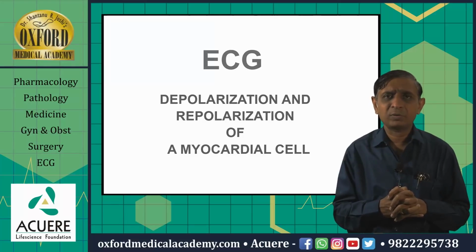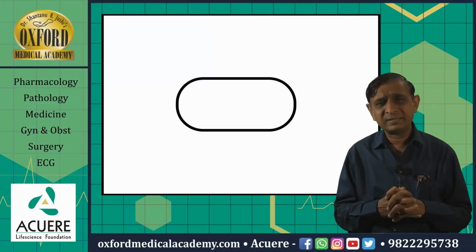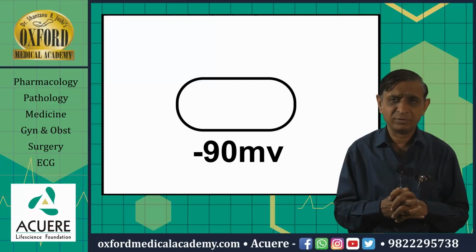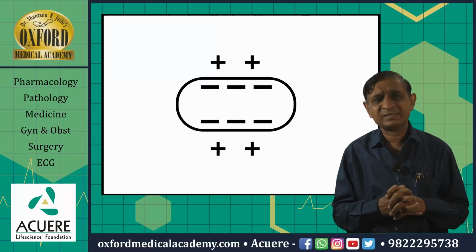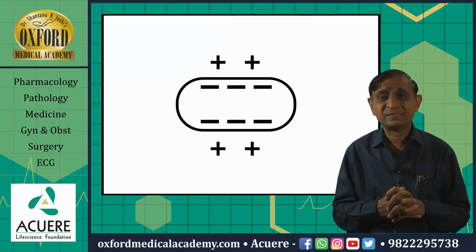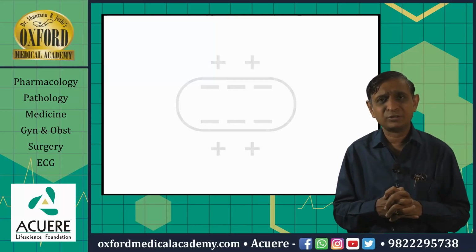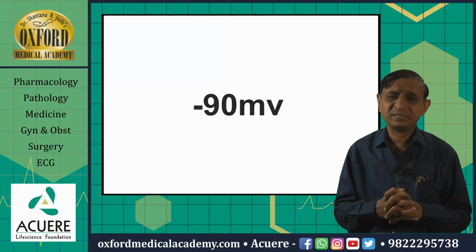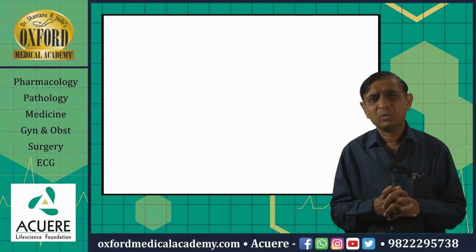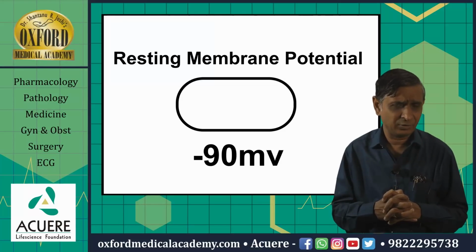As all of you know, a resting myocardial cell maintains a potential difference of minus 90 millivolts. Outside of the cell is always positive and inside of the cell is always negative. This polarized cell maintains the potential difference of minus 90 millivolts. This is known as resting membrane potential. Now, the resting membrane potential of a myocardial cell is minus 90 millivolts.